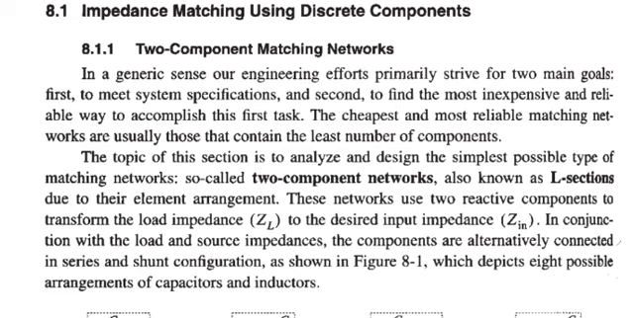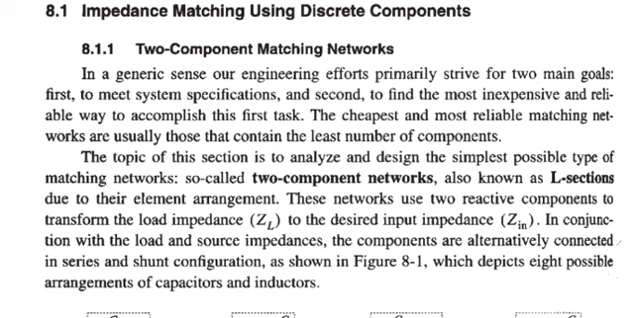In simple words, the transmitter looks like 75 plus j15 ohm, and the matching network will transform the impedance to 75 minus j15 ohm. Only then will the maximum power be transferred.